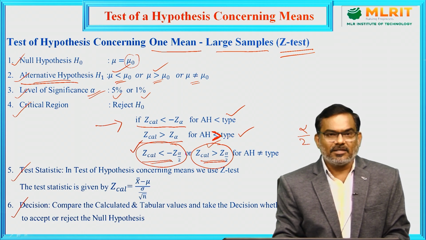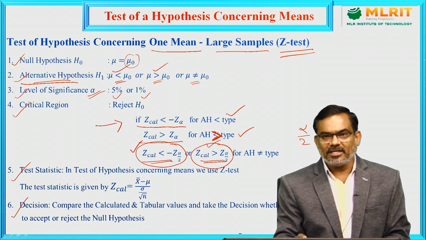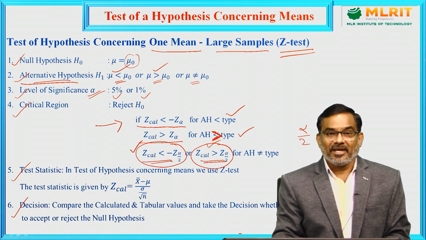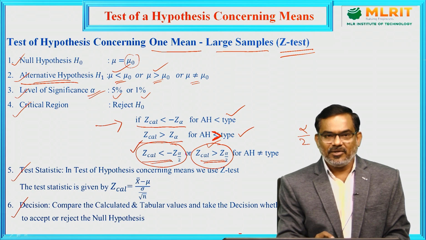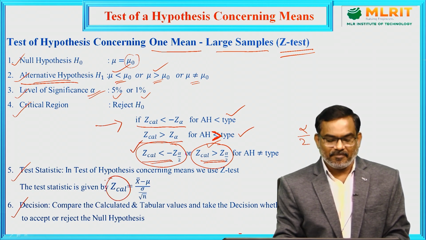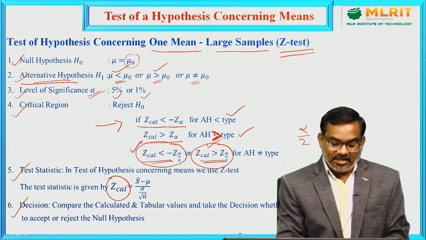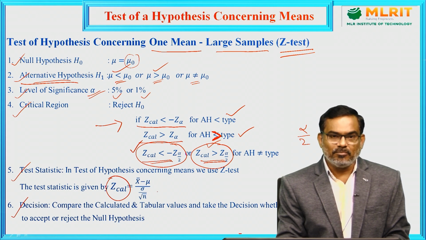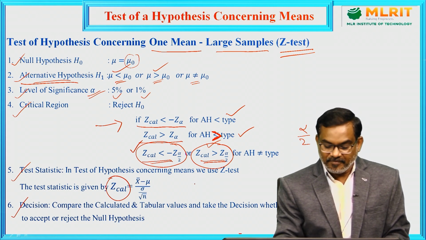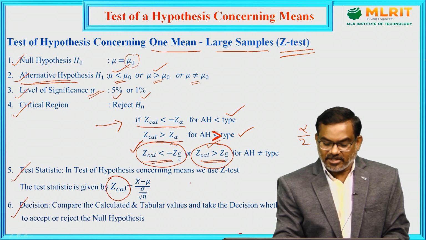Now, coming to step 5, the test statistic. Here, the data follows a particular theoretical probability distribution. In testing of hypothesis concerning means, we use Z distribution or Z test for large samples. So, here the test statistic is given by Z calculated is equal to x bar minus mu by sigma by root n.